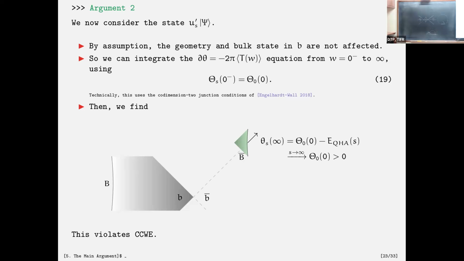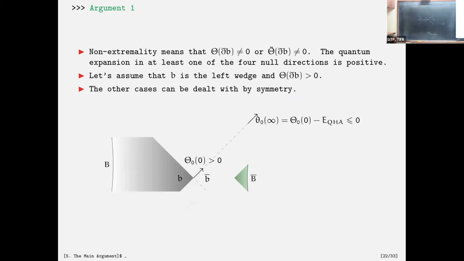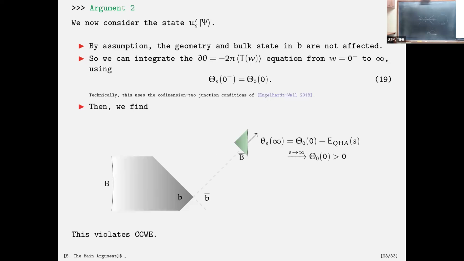And here the technical way to do it is that you think of a different wedge where U prime has been acted on. Then you paste that wedge on via the codimension 2 junction conditions, which basically tell you that the obvious thing is the thing that works. So if it's not extremal, the CCW is violated in one of the 4 directions, and therefore little b is not a good candidate for the bulk dual.